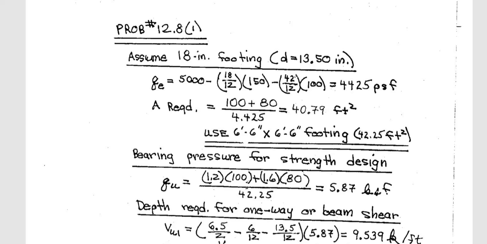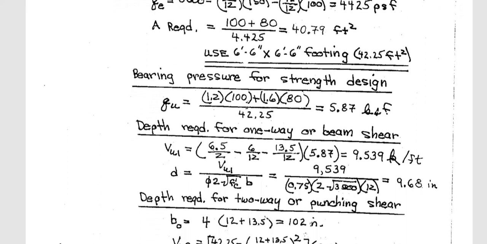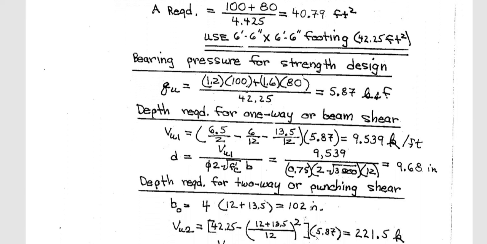Okay, now we will calculate the ultimate soil pressure. That means this will be the factored one, because we take the size based on service load, as you see here, but the shear design and moment design will be based on factored load. So what we are doing now here, we are factoring the load divided by my area. So 1.2 dead load, 1.6, no, 1.2. Oh, let me check again. Is 100 dead load or live load?